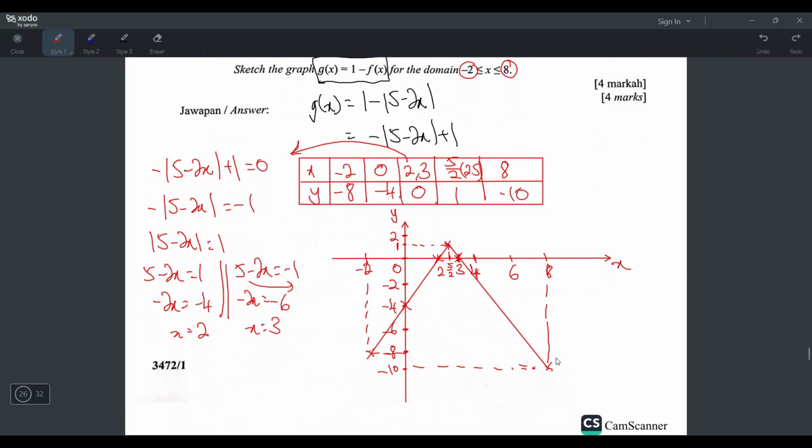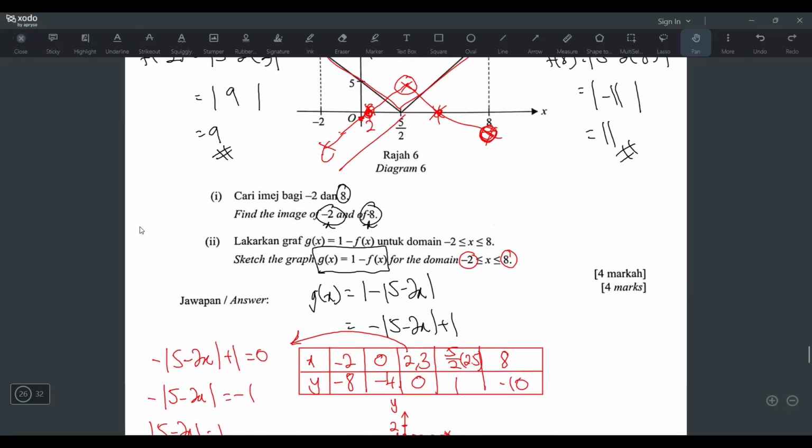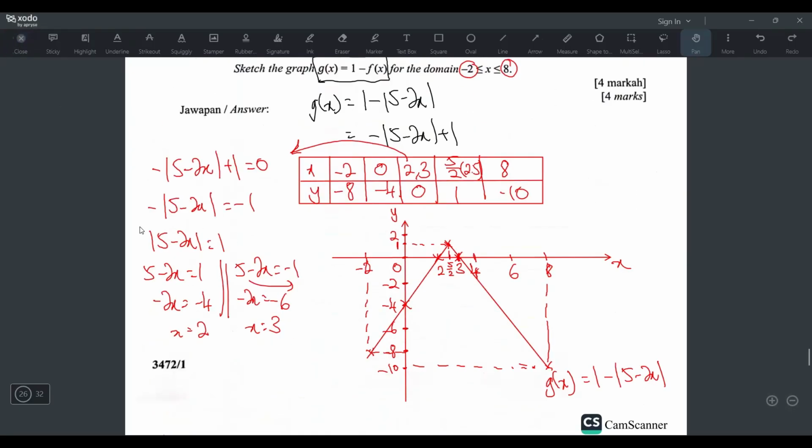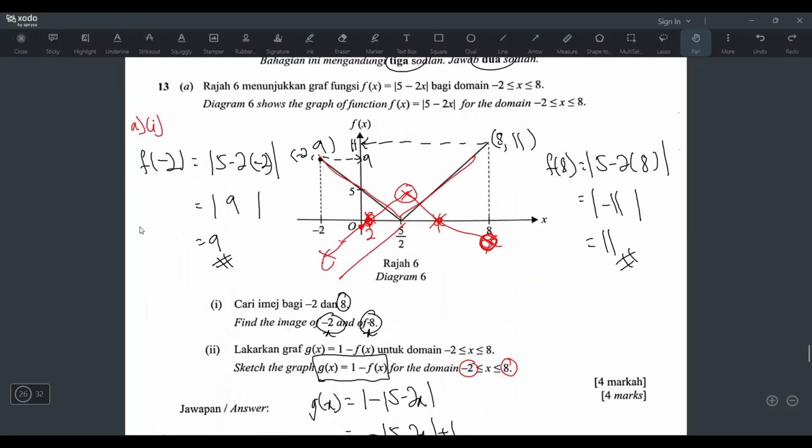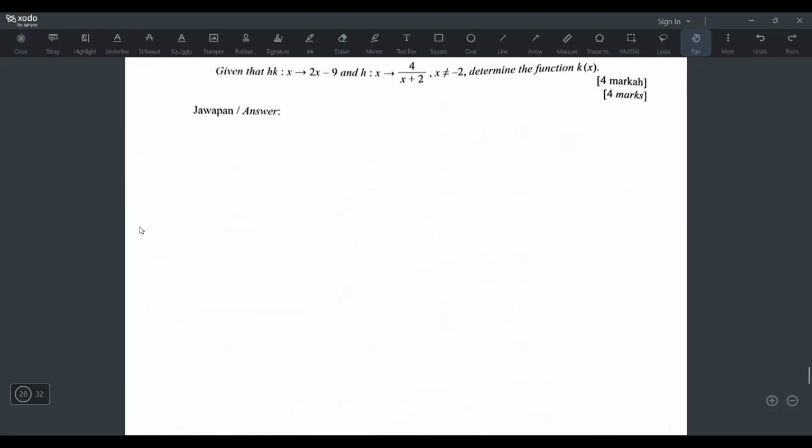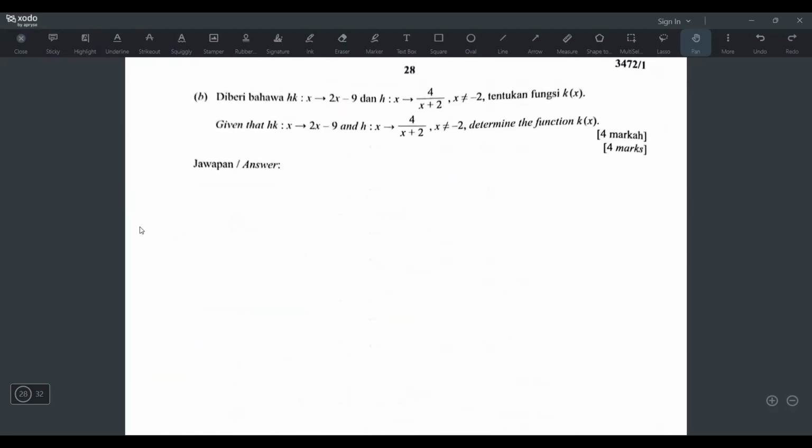Now I think I have to write the equation g(x). What's the equation? 1 minus f(x), or 1 minus modulus 5 minus 2x. All right, that's all. How many marks for this? 4 marks. Okay, I'll take it. So yeah, that's all.